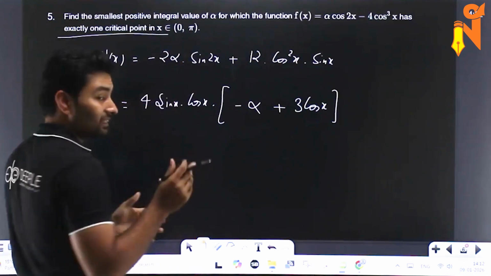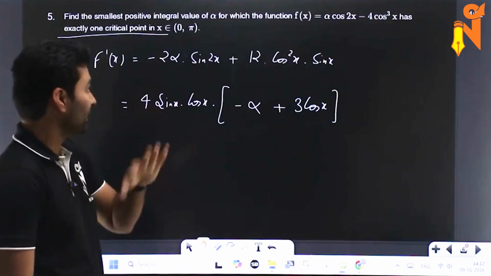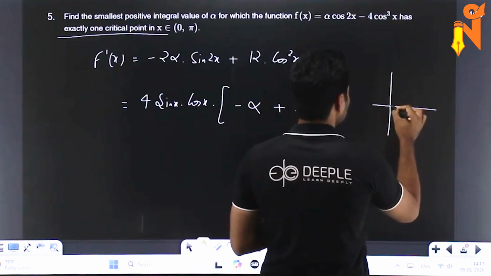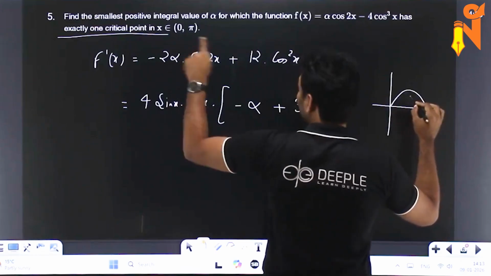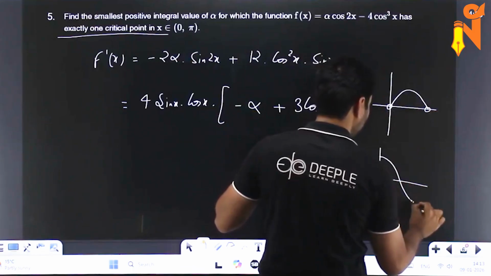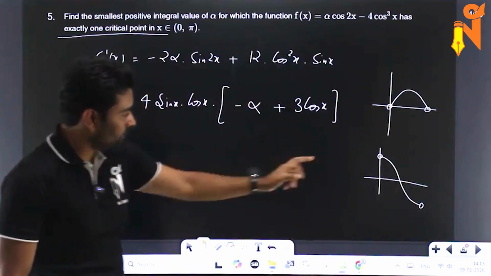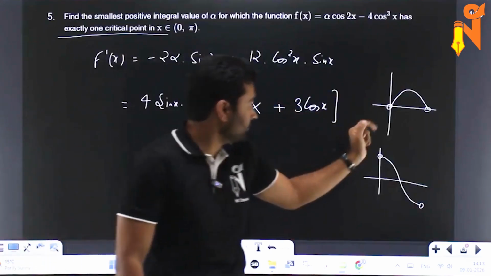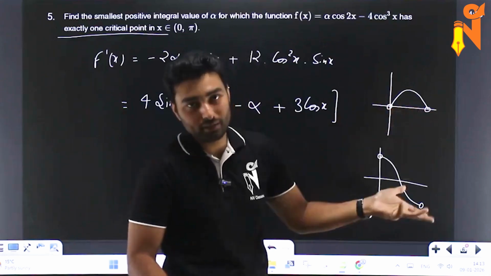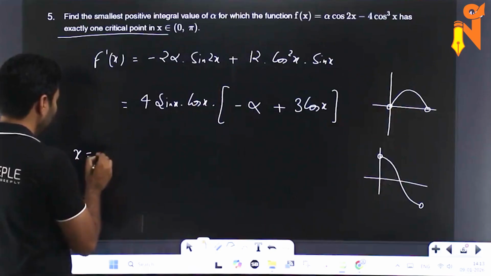What is the question? Exactly one critical point, exactly means only one, between 0 to pi. Now it is very obvious that between 0 to pi I will draw two graphs, sin and cos. Sine into cos between 0 to pi, when 0 and pi are both open, this will not be 0, obviously. This can be 0 at pi by 2. So there is one point, x equal to pi by 2.